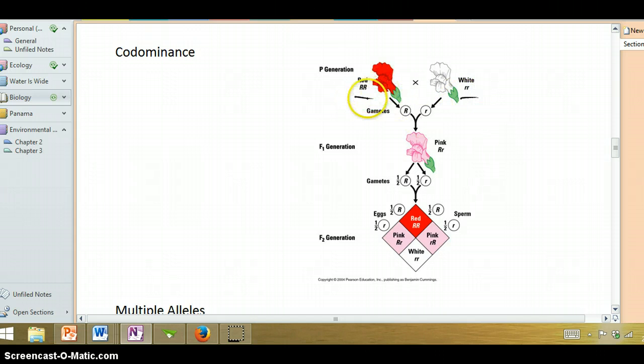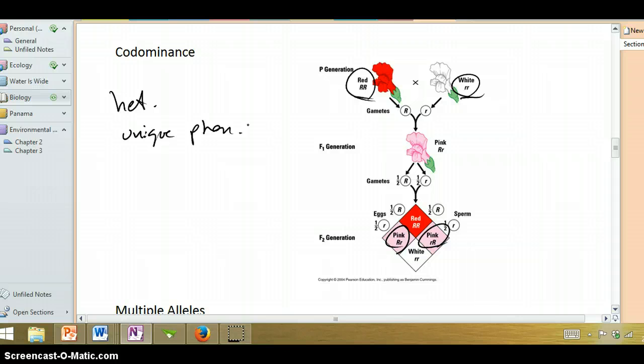And so we have the big R allele and the little r. And notice when you have homozygous for the big R, then you have a red flower. And when you have homozygous for the little r, you get a white flower. But notice the heterozygotes are pink. They are neither red nor white. They are pink because they're codominant. So with codominance, the heterozygote gets a unique phenotype that is different from either of the homozygotes.